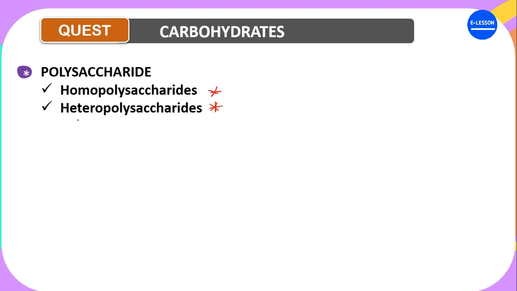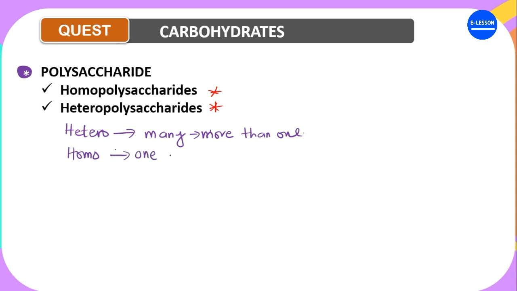Now let's look at heteropolysaccharide. As the name implies, hetero means many. That is more than one, okay? It can be bi, but hetero means more than one. Now we talked about homo polysaccharide. We said homo means just one monomer subunit. Are we getting it? Hetero means many or more than one monomer subunit. So those are the two types of polysaccharide: the homo polysaccharide and the heteropolysaccharide.